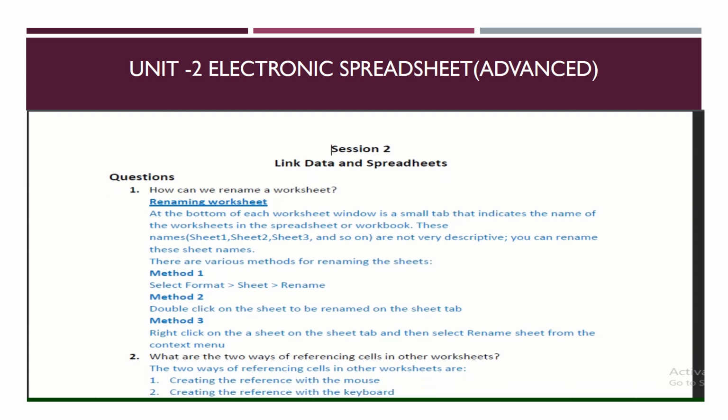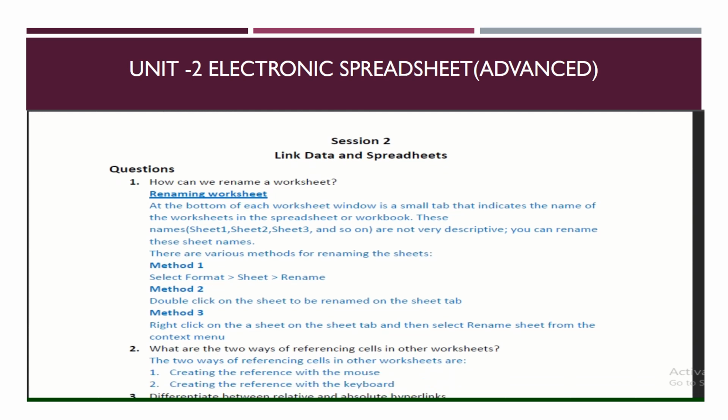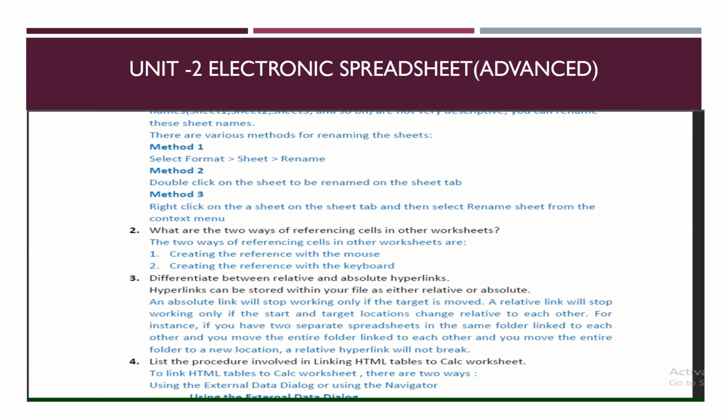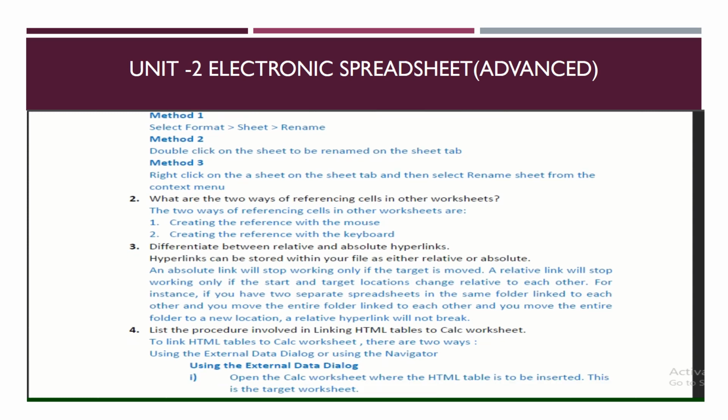And when you study from this video, definitely students, you would be able to answer all the questions in your exam. Then next question is, what are the 2 ways of referencing cells in other worksheets? So there are 2 ways. One is to create the reference with the mouse, and second one is to create the reference with the keyboard. So very easy answer. Next one is differentiate between relative and absolute hyperlinks. So the answer is there in front of you, which is highlighted with blue color so that you can easily identify the answers.